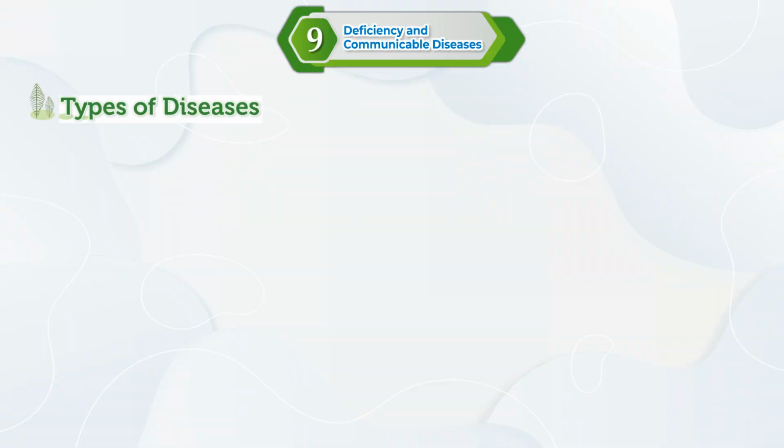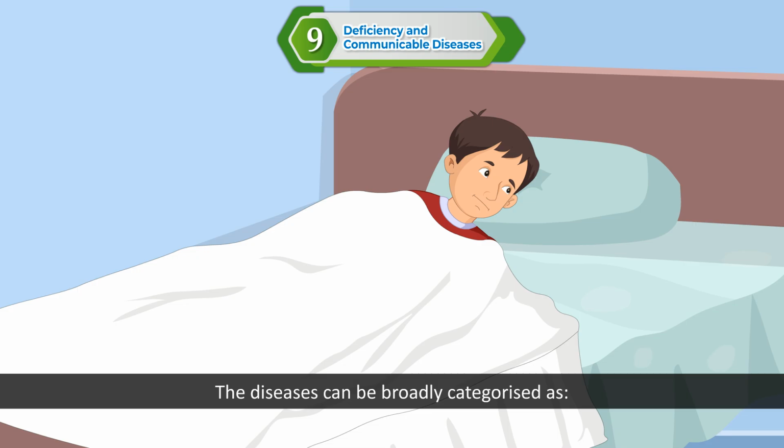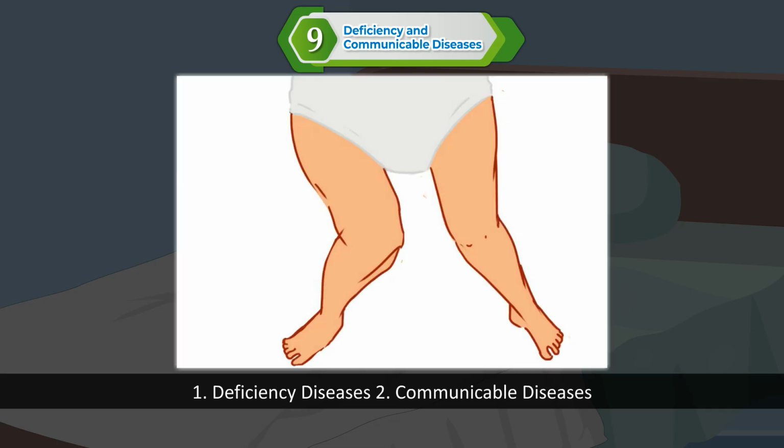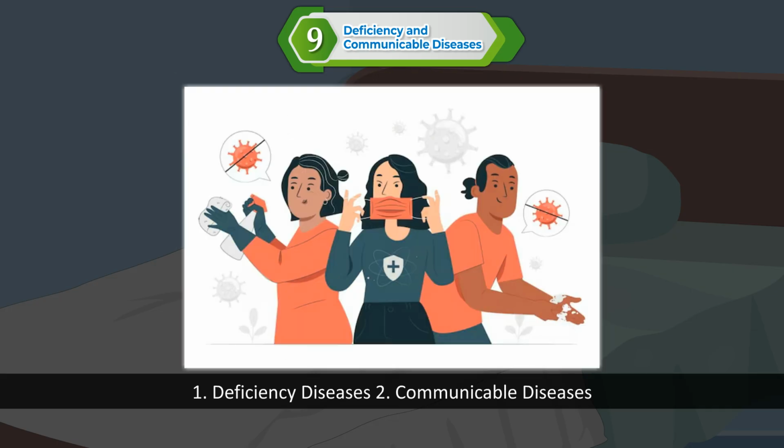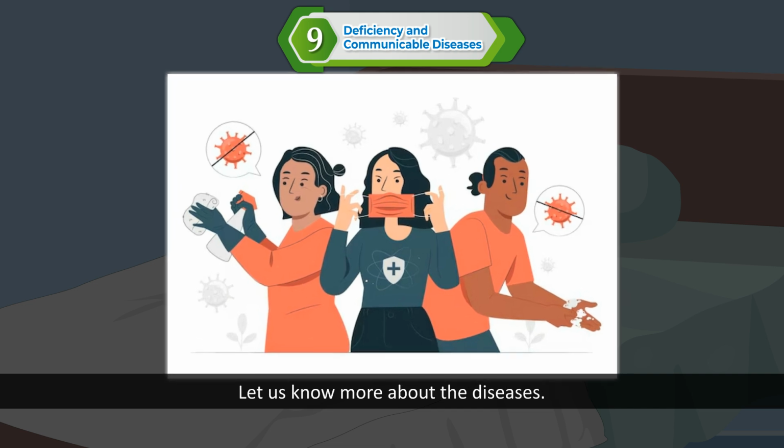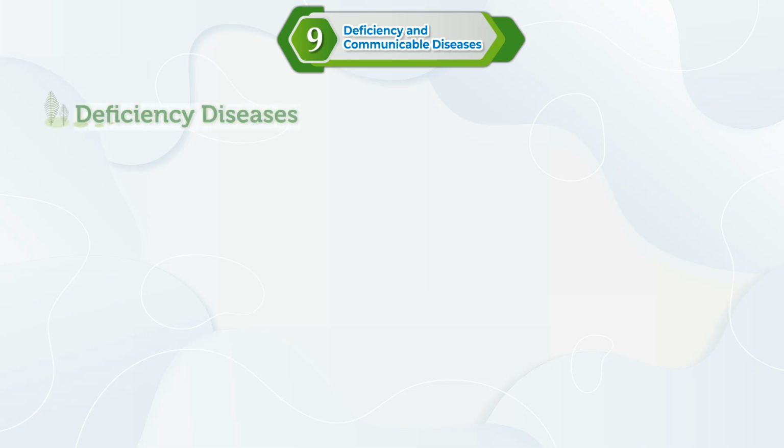Types of diseases. The diseases can be broadly categorized as 1. Deficiency diseases. 2. Communicable diseases. Let us know more about the diseases.